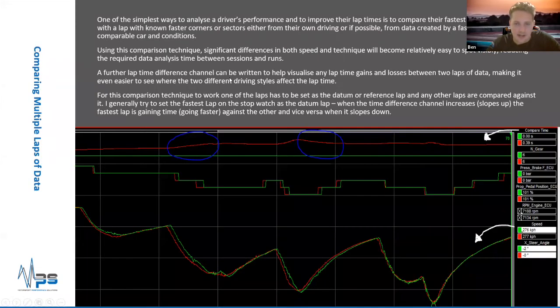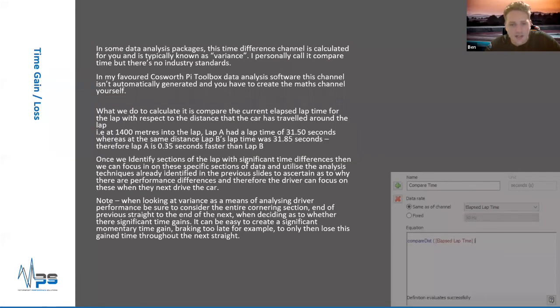Again, it's just a really quick visual cue to work out where your most significant time won and lost is between two laps of data. And then you can focus in on those points using the techniques I've already mentioned for analysing a driver's performance in isolation. Just a note: you have to consider the whole sequence of that corner, from the end of the previous straight before we start braking, to the end of the following straight before we start braking for the next corner.